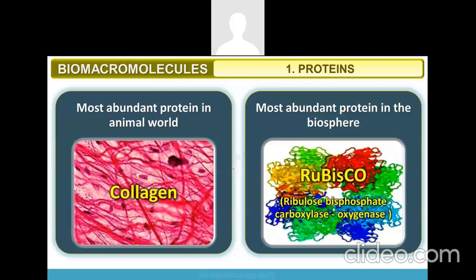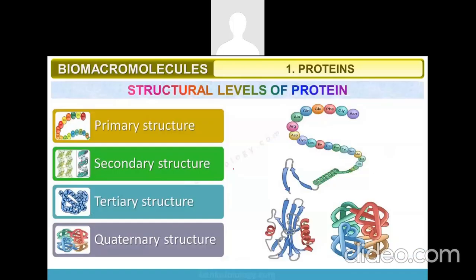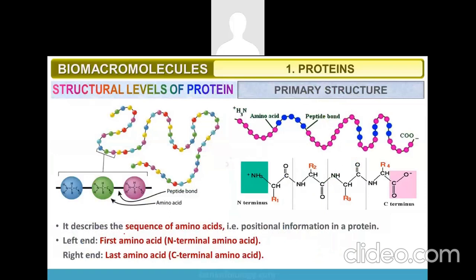And this is very, very important. The most abundant protein in the animal world is collagen, and the most abundant protein in the biosphere is rubisco, ribulose bisphosphate carboxylase oxygenase, because it is the one which is found in plants. How do we understand and analyze the structure of a protein? There are different levels of proteins on the basis of structure. They are classified under four categories: the primary structure, the secondary structure, the tertiary structure, and the quaternary structure.